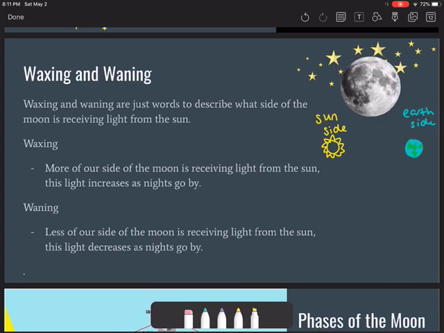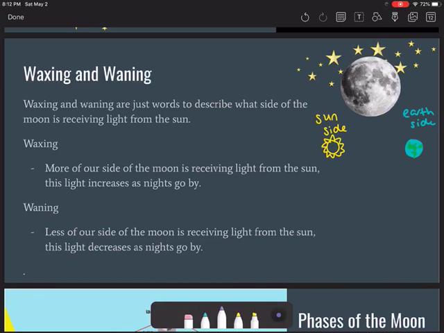All right. Waxing and waning. When we're describing the different phases of the moon, oftentimes you'll hear us use the vocabulary waxing moon or a waning moon. What that refers to is what side of the moon is receiving light from the sun. Waxing refers to more of our side, more of the Earth side of the moon, receiving light from the sun, and the light increases as night goes by. And waning means that less of our side of the moon is receiving light from the sun, and this light decreases as night goes by.